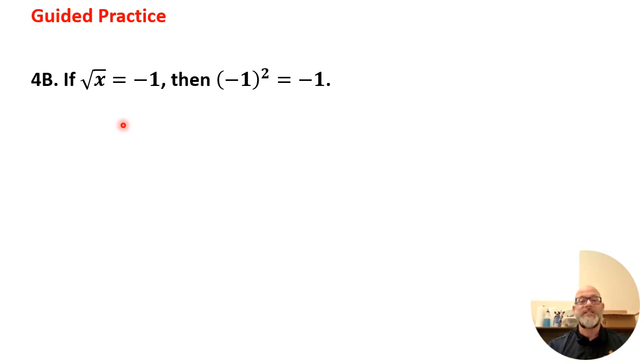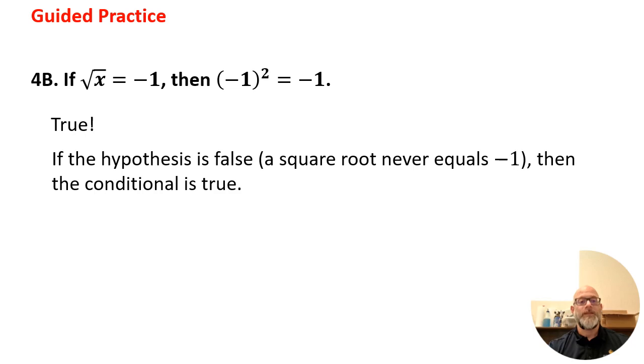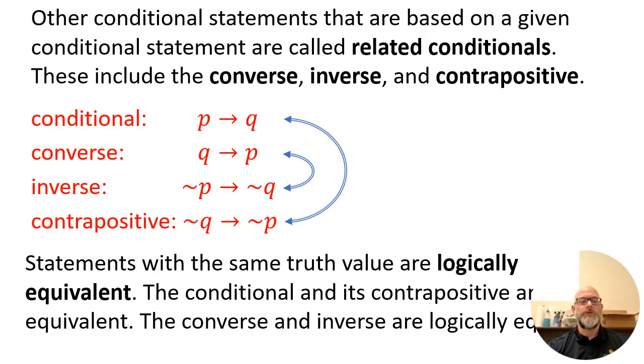If the hypothesis is false, what can you say about the whole conditional? It is true. Counterintuitive, but there you go. By the way, is the conclusion true or false here? -1 squared. Does that equal -1? No, that equals 1. That's false too. -1 times -1 is 1. It doesn't matter if it's false, false, or false, true. Either way, the whole conditional will be true. If the hypothesis is false, then the conditional is true.